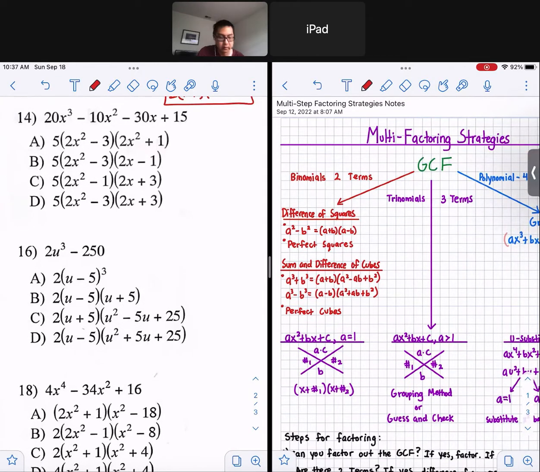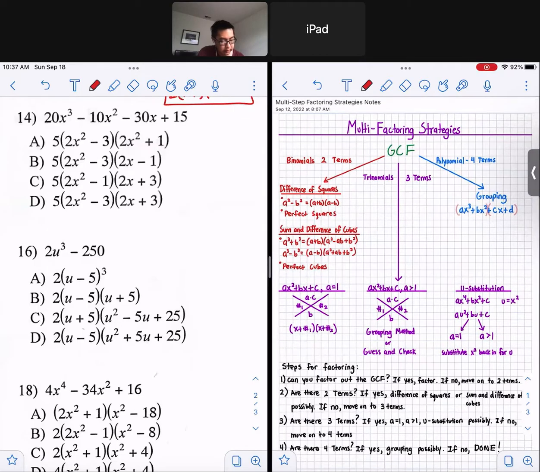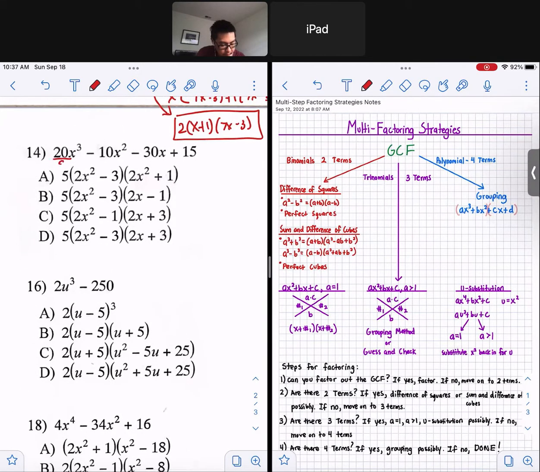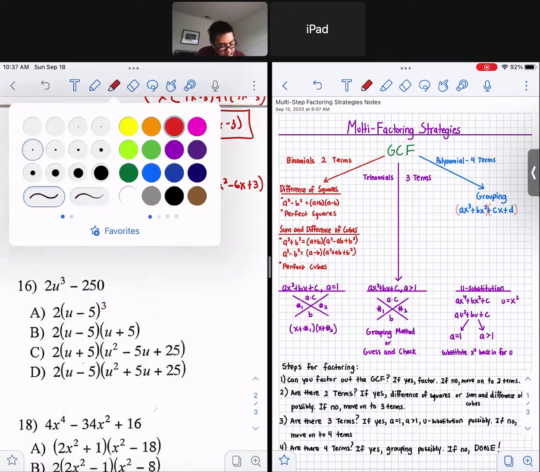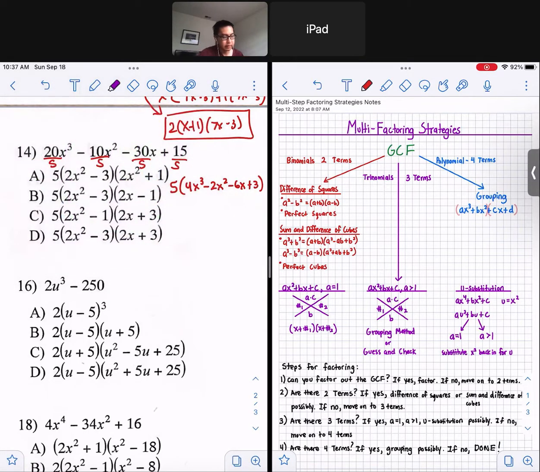14. So for 14, can we factor out something from each term? Yes, we can factor out a 5 from each term. 4x to the third minus 2x squared minus 6x plus 3. Okay, how many terms do we got? We got 4 terms. The only one we can do for 4 terms is grouping. So group.